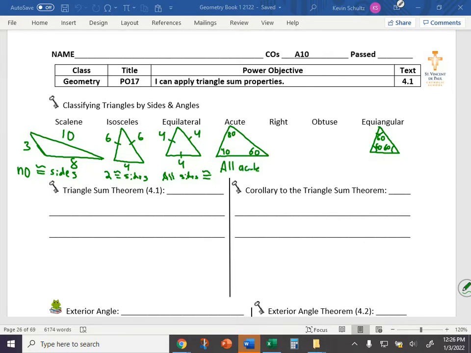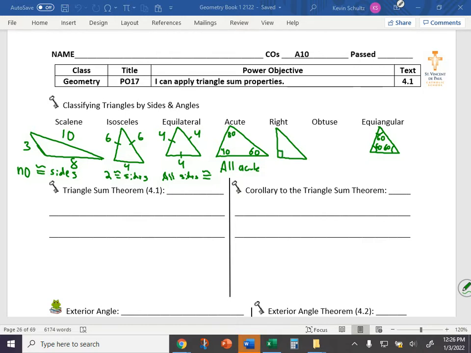All acute. A right triangle, we've talked about these already with proofs. What does a right triangle have? What makes it a right triangle? Well, a 90-degree angle. If I ask you to draw and label it, this is not good enough. What would you need? What are your two options? Drew? A square in the corner, or you could draw the 90.